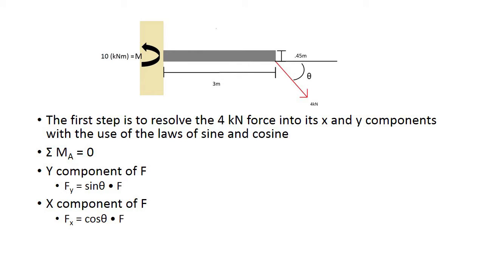The 4 kilonewton force is a vector that acts in both the x and y directions. So the first step that needs to be done is to resolve the force into its x and y components, and the angle that the vector makes with the horizontal.